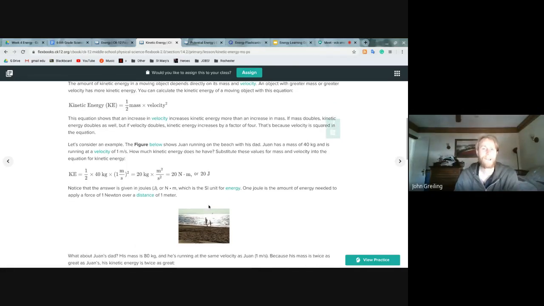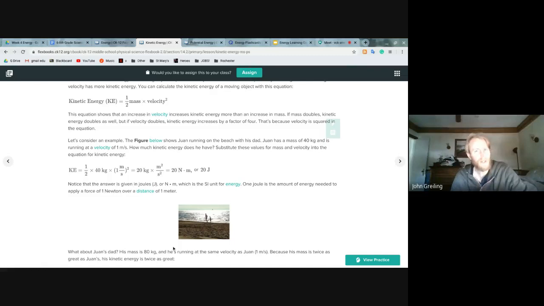Okay. But what is a joule? A joule is the amount of energy needed to apply a force of 1 Newton, oh, there's our unit of force, Newton, over 1 meter. So it's kind of hard to conceptualize, but if somebody is running like he is, he has the 20 joules, like in the example. So what about his dad?